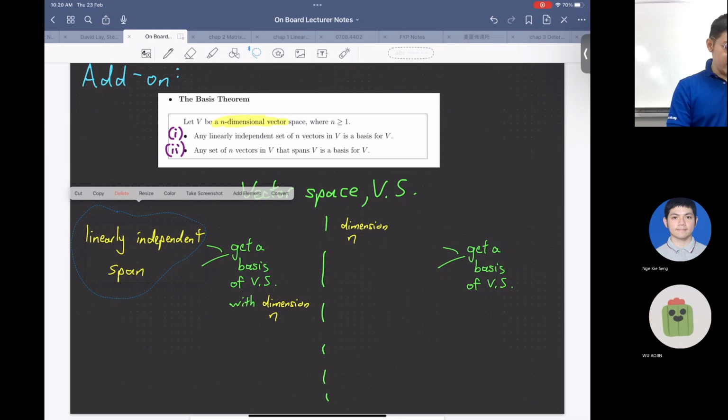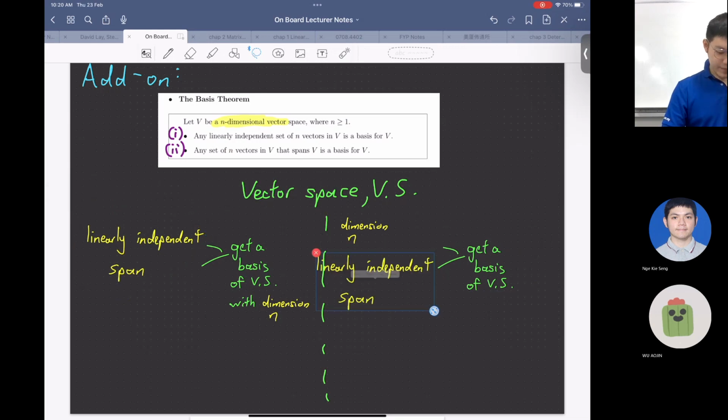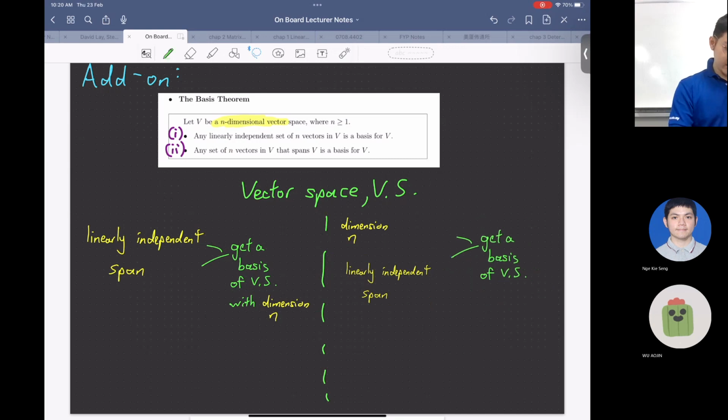You can still check linearly independent or span, but now you can pick either one. Check one of them is enough. By this theorem here, you check one of them is enough. Either you check n of them are linearly independent, or you check n of them span V. So reduce the work of checking both linearly independent and span.